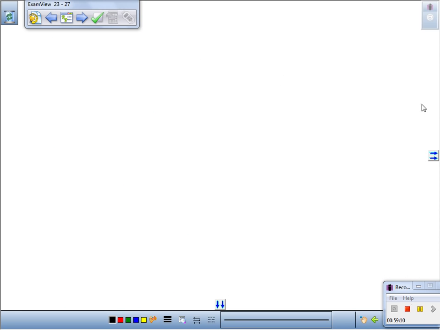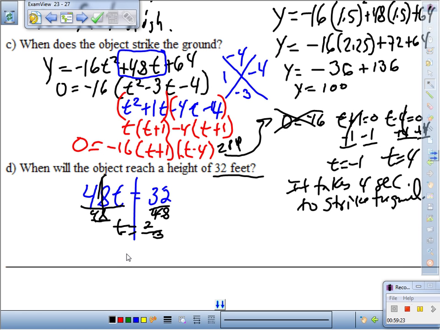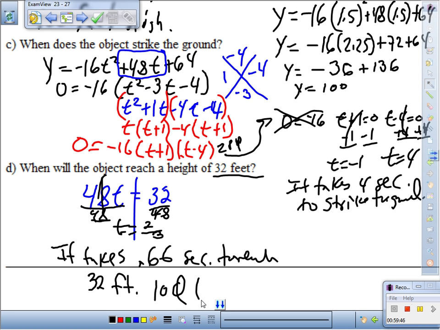Tell your neighbor, please. What does that mean? Orion? Very good. Orion says it takes 0.66 seconds to reach 32 feet.